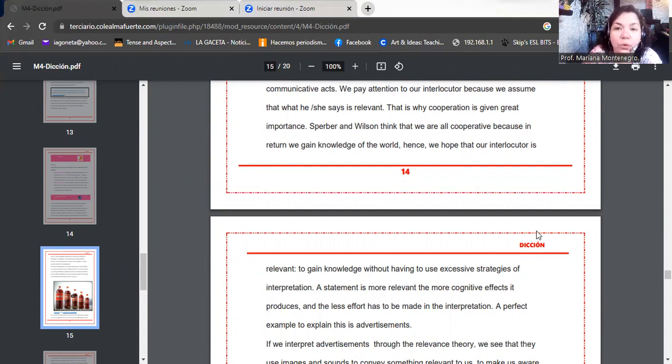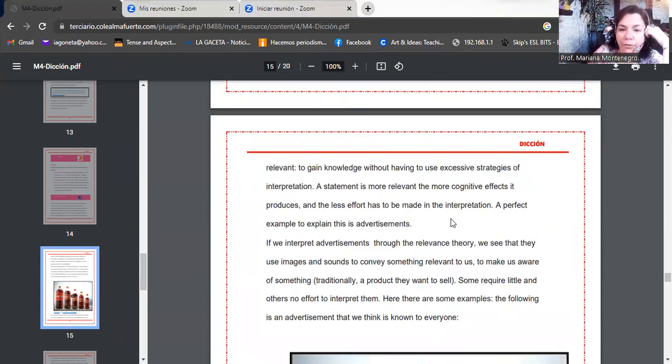A statement is more relevant the more cognitive effects it produces, and the less effort has to be made in the interpretation itself. A perfect example to explain this is advertisements. If we interpret advertisements through the relevant theory, we see that they use images and sounds to convey something relevant to us, important to us, to make us aware of something. Traditionally, a product that they want to sell, of course, and some require little and others no effort to interpret them. Here, there are some examples.